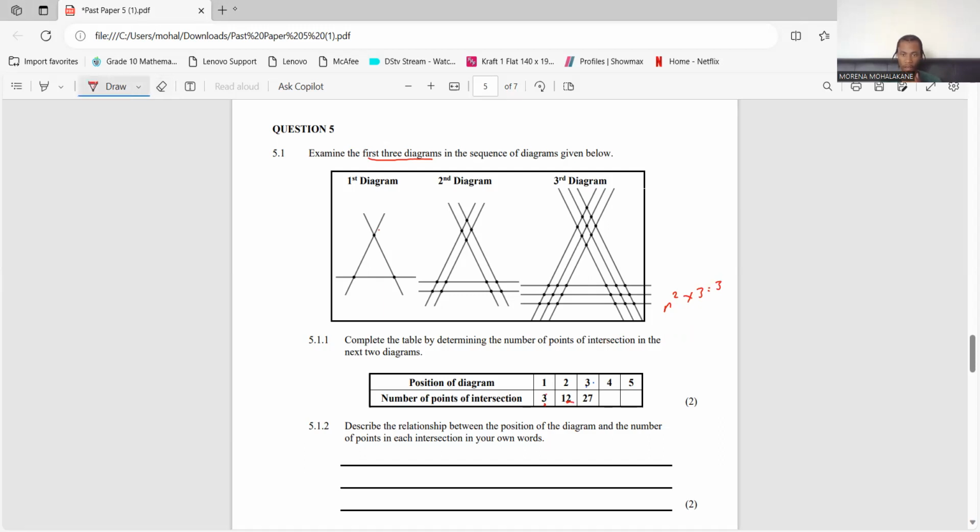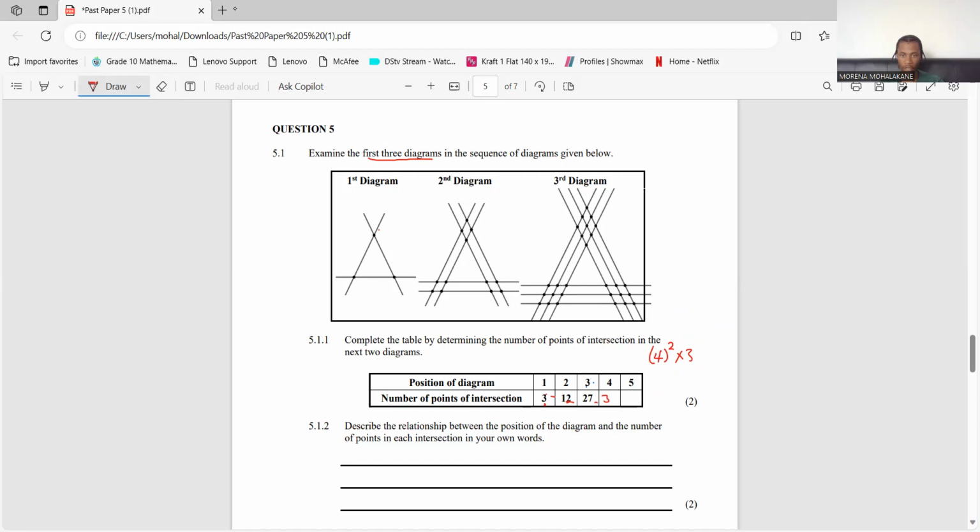Then let's look for the second one. If my position is 2, 2 squared is 4, times 3. So it gives me 12. Let me say I have the third position, that's squared, and then times 3. So 9 times 3 is 27. So it means for the fourth position, I'm going to multiply 4 by itself, then by 3, right?